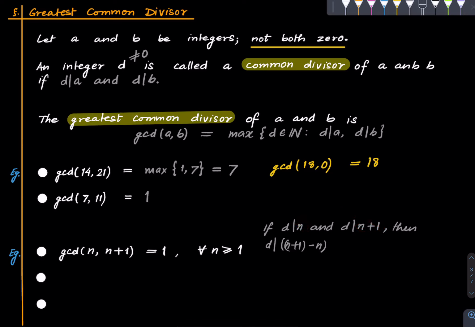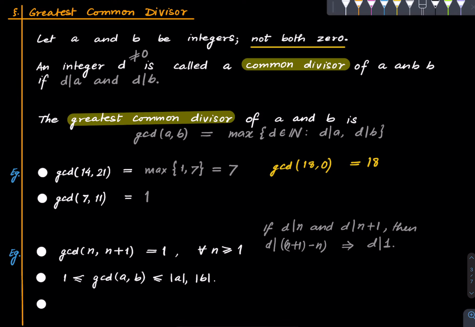That's a very simple thing. So d divides this, but what is this? This is equal to 1. So this implies that d divides 1. And therefore, the only possible common divisor is either 1 or minus 1, and hence the greatest common divisor, or the only positive common divisor, is 1, and hence this holds. So if you take two consecutive integers, the GCD is simply 1.